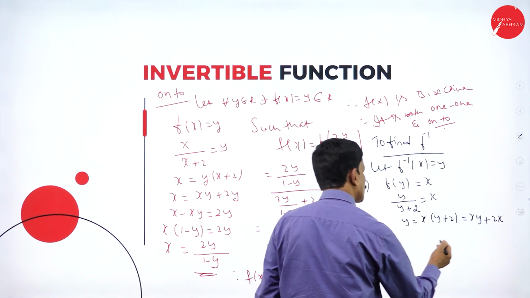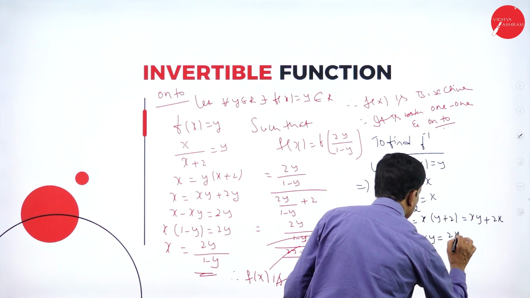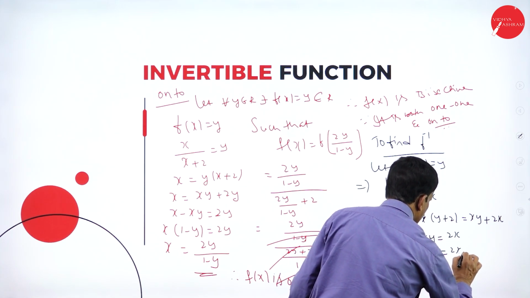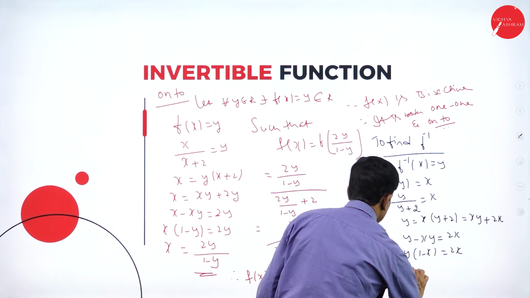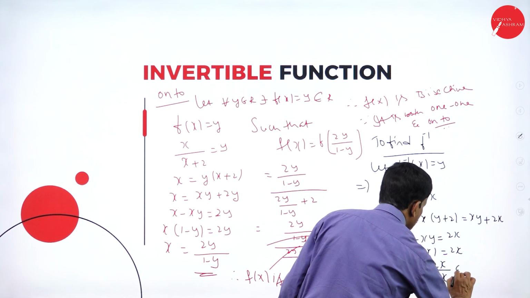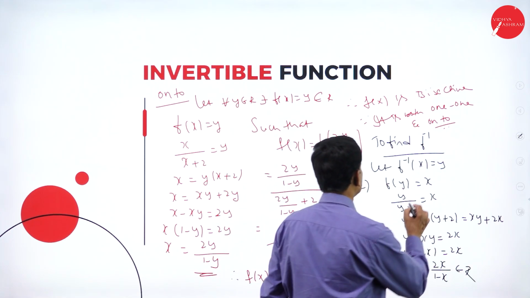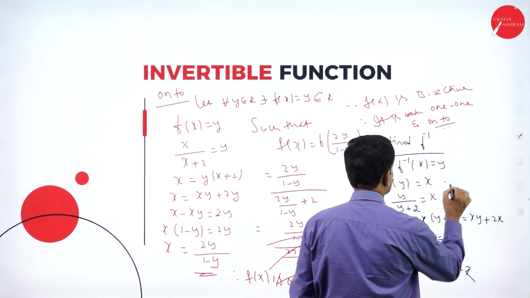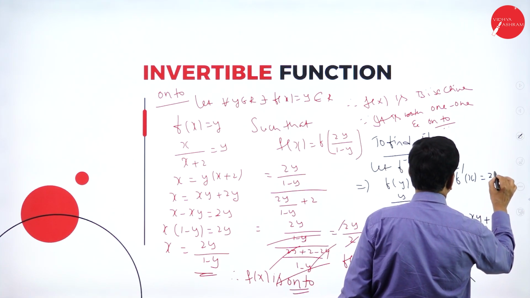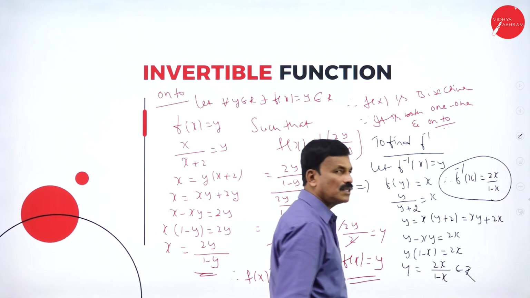Now, just bring this to the left-hand side. y minus xy is equal to 2x. Now, you can take y as a common factor. y into (1 minus x) is equal to 2x. So, therefore, y is equal to 2x divided by 1 minus x, which belongs to R. Now, what is y? y is nothing but f inverse of x. So f inverse of x is equal to 2x divided by 1 minus x, which is the inverse of the given function.